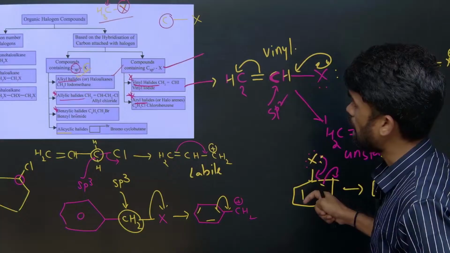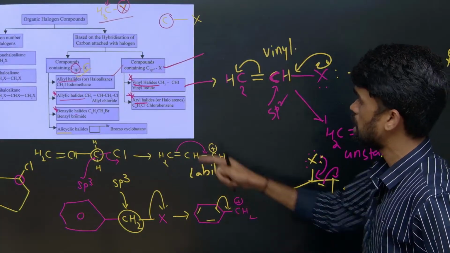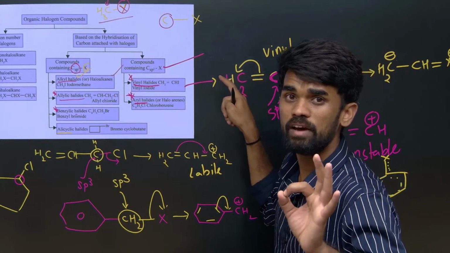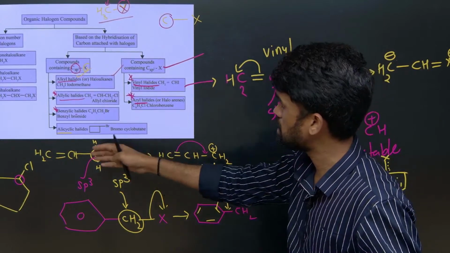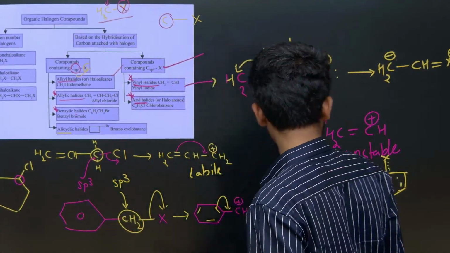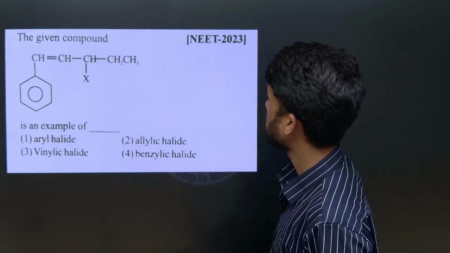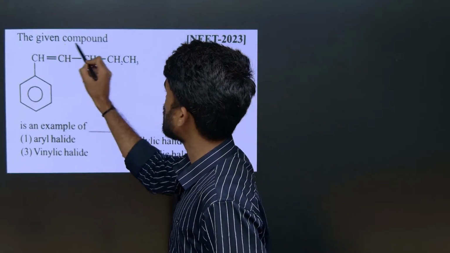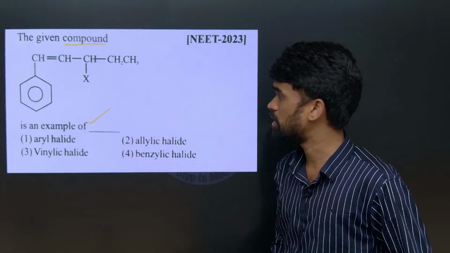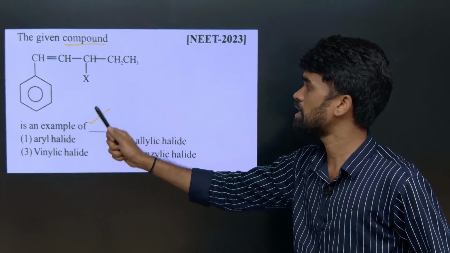In vinyl halides and aryl halides, the halogen-attached carbon will have sp2 hybridization, whereas allylic and benzylic carbons will have sp3 hybridization. These are the points you should remember. Now identify the given compound: is it vinylic, allylic or benzylic?